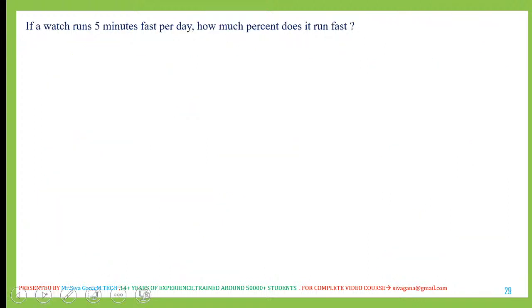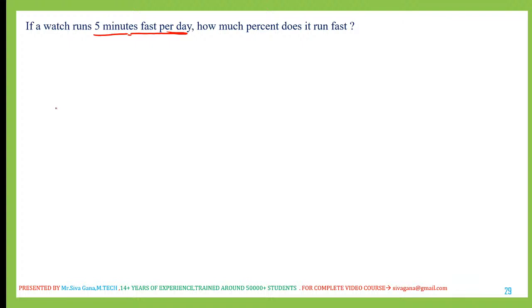Next, a watch runs 5 minutes faster per day. How much percent does it run fast? Very easy. A watch runs 5 minutes faster per day, which means per day 5 minutes fast. How much percent does it run fast?